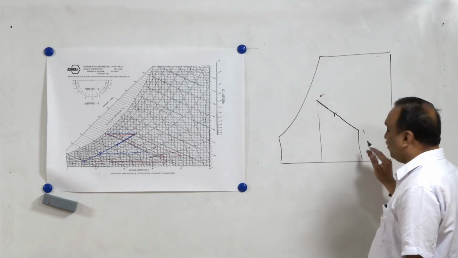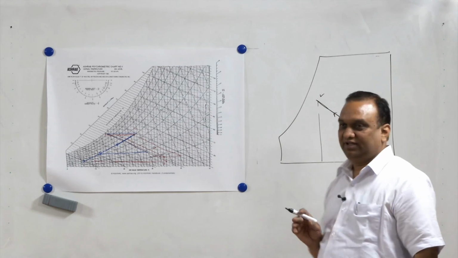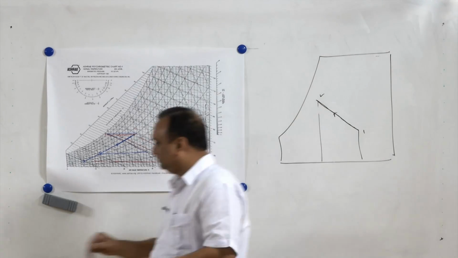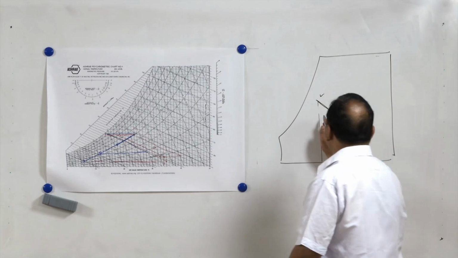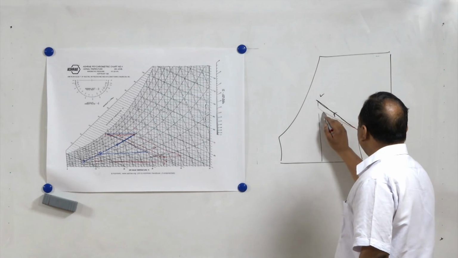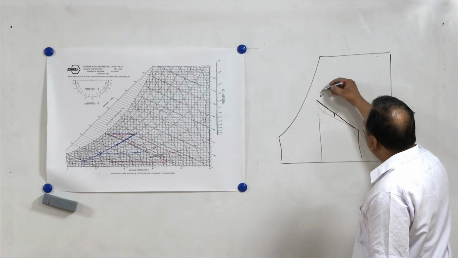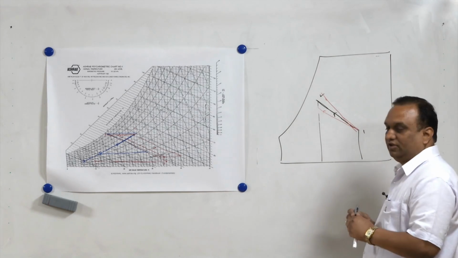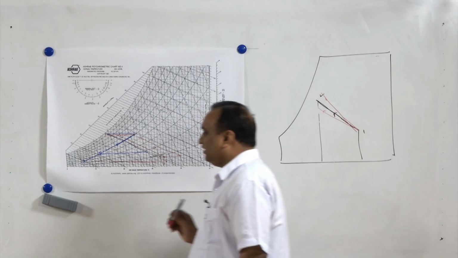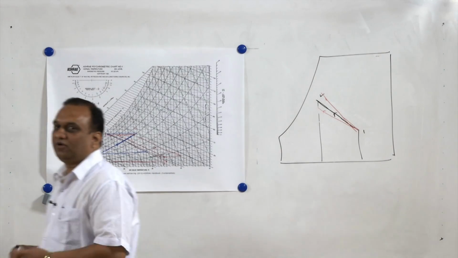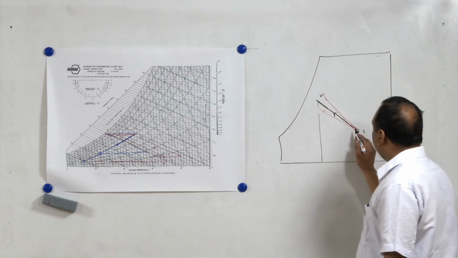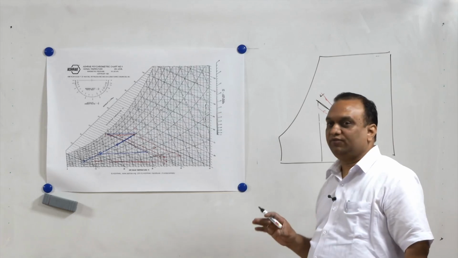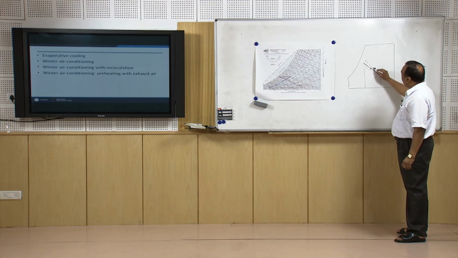If the temperature of water which is being used in this process is less than the wet bulb temperature, we will be getting this line. If the temperature is more, we will be getting this line. So, it is always stated that during evaporative cooling, the process follows the wet bulb temperature line, but the wet bulb temperature line can only be followed in the case where the temperature of water is equal to the wet bulb temperature. Otherwise, there is going to be a deviation.